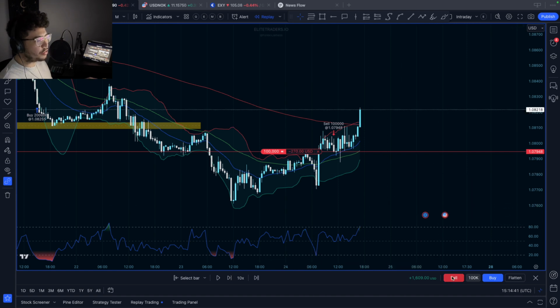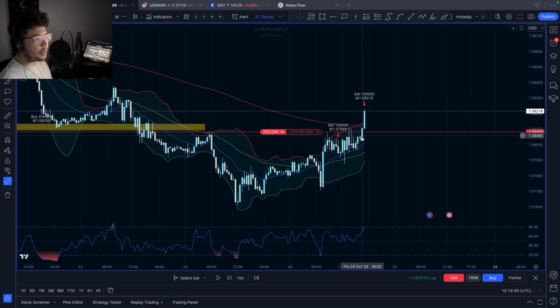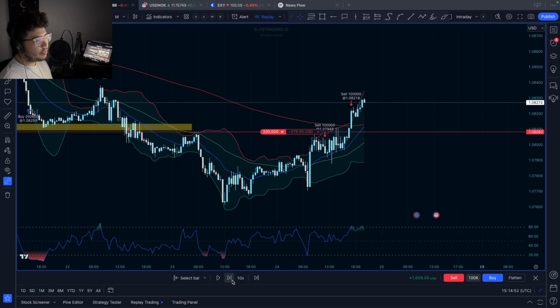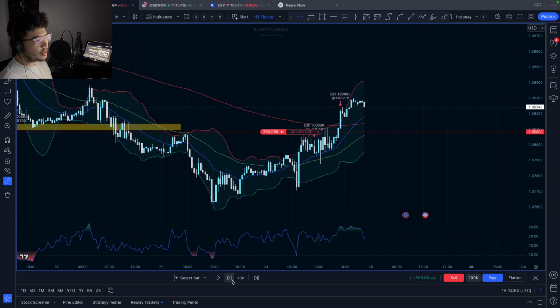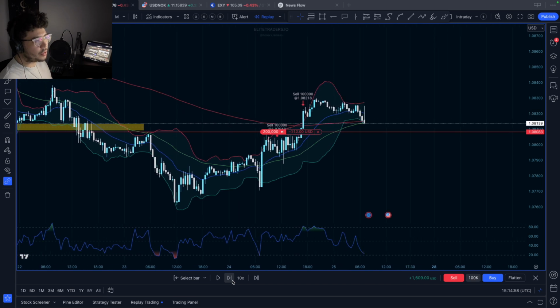Perfect. Okay, now we're going to go for another sell. And this is a good place to say, your risk is very important because this position here, again, if you over risked, this candle could have been quite detrimental to your equity. So there we go. We are seeing quite a strong pullback here. So that's good. So let's see what happens from here.